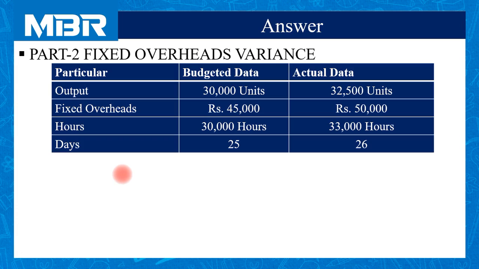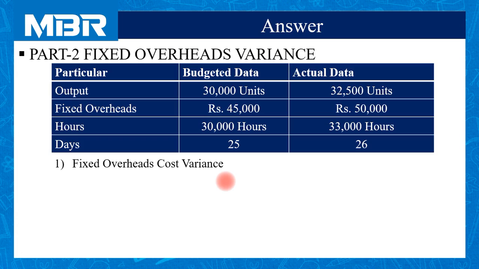We need one more piece of information if it is given, that is IT. But information of IT is not given, otherwise information of IT is also included in the calculation of fixed overheads variances. We have completed so many questions earlier, so it's very easy for you to understand that IT is affecting calculation of fixed overheads variance. Now we have compiled the data from the question related to fixed overheads variances. Now calculate all 5 basic items: budgeted rate per unit, budgeted rate per hour, budgeted rate per day, budgeted hours for actual output, and budgeted days for actual output. And one by one calculate all the variances.